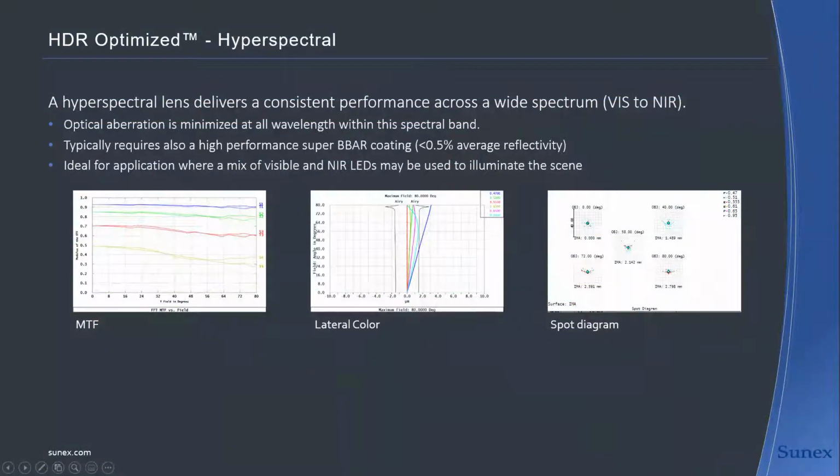Ben was already touching earlier on hyperspectral, right? And where HDR is, again, the definition to resolve a lot of detail from very bright to very dark inside one frame, hyperspectral is talking about having a very consistent performance in terms of, for instance, MTF, lateral color, and other key parameters for a lens across a wide spectrum. Not necessarily tied to HDR, but the challenge of doing an HDR-optimized lens becomes so much more if you now have to do that over a very, very wide wavelength band.